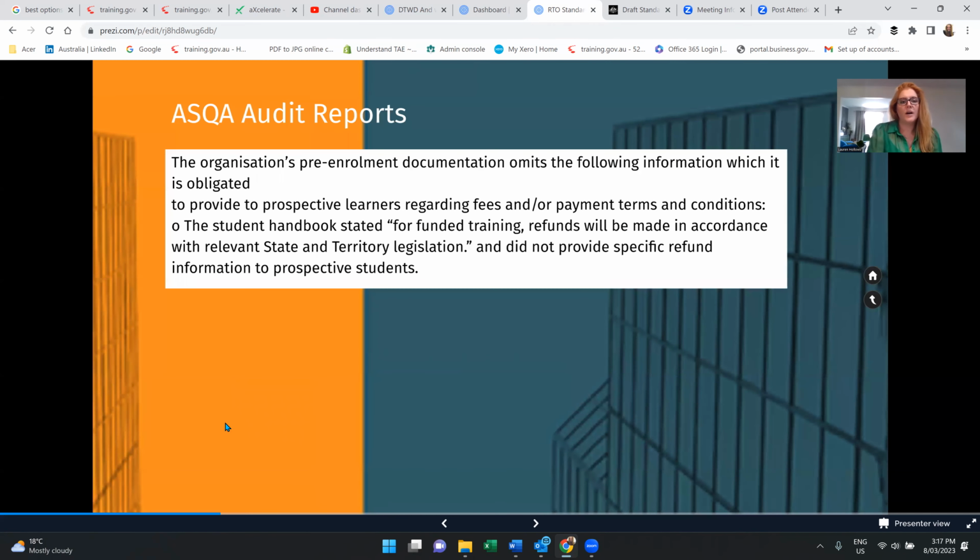Okay, another one was the student handbook stated for funded training, refunds will be made in accordance with state and territory legislation. This is common with national RTOs. You've actually got to provide specific information, okay? So what you could have put in there is, please refer to website, refund section, or please refer to our refund policy, and your refund policy could have it all in there, okay?